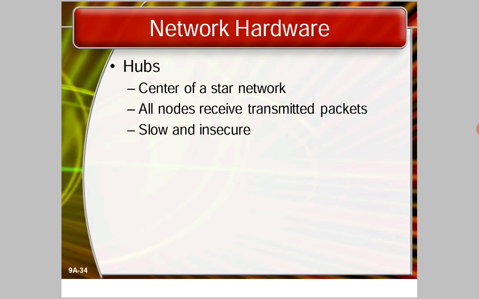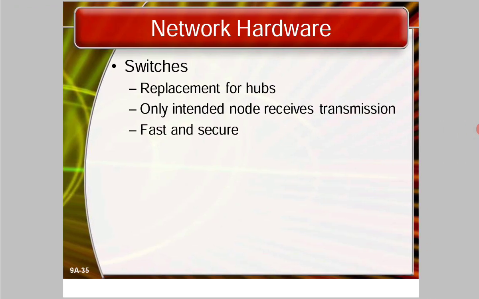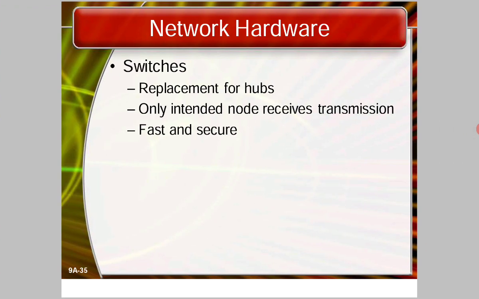All computers and all PCs or all nodes receive transmitted packets, and all the computers and all the wireless devices are generally connected to the hub, and the hub receives the internet connection or data from the internet cable. It is generally a little bit slow and insecure also. So switches replace hubs, only the intended node receives transmission, fast and secure.